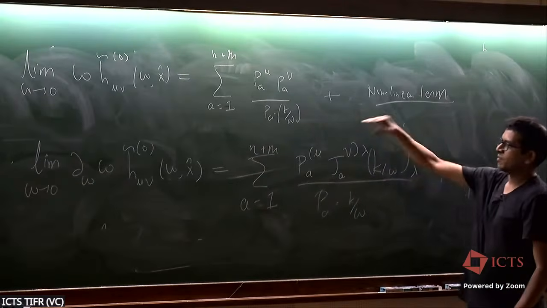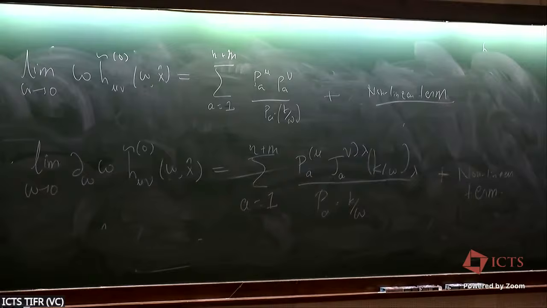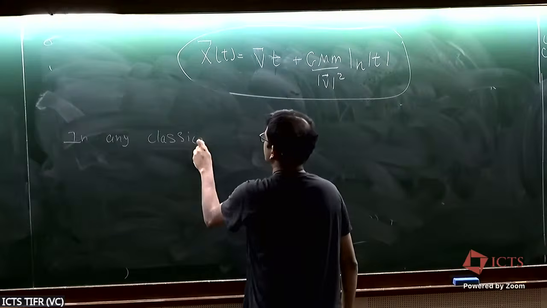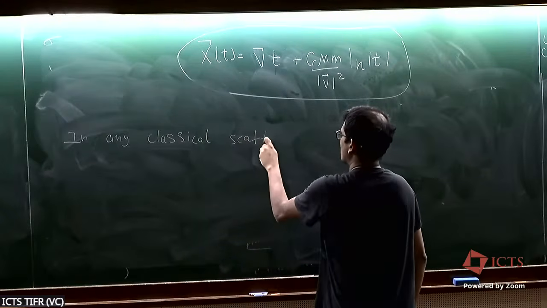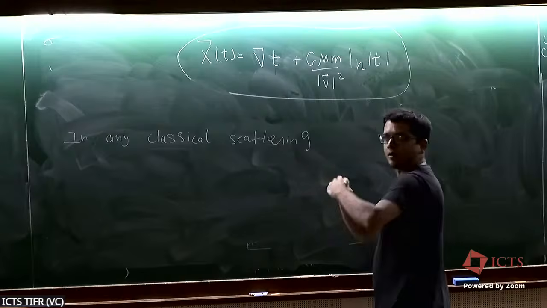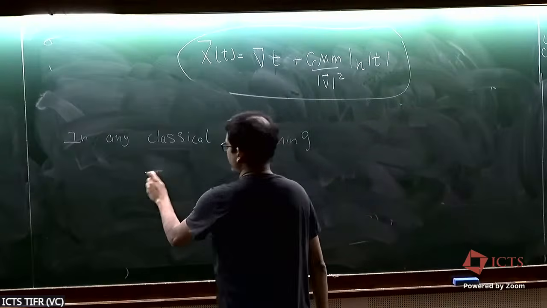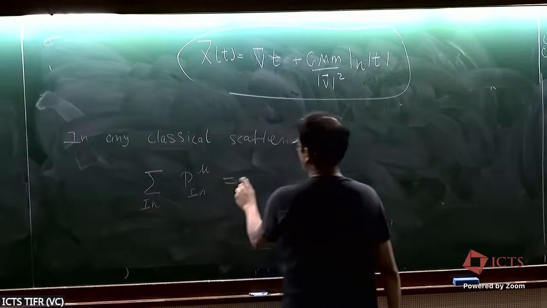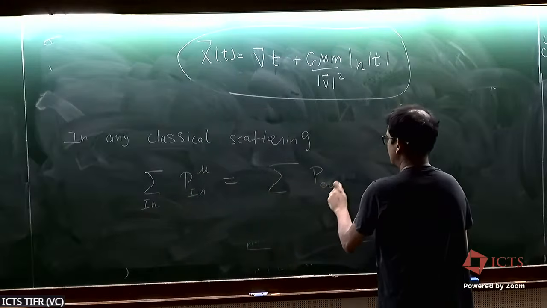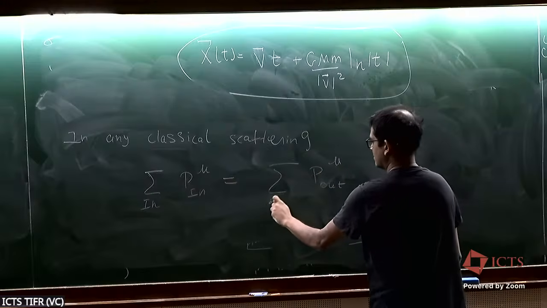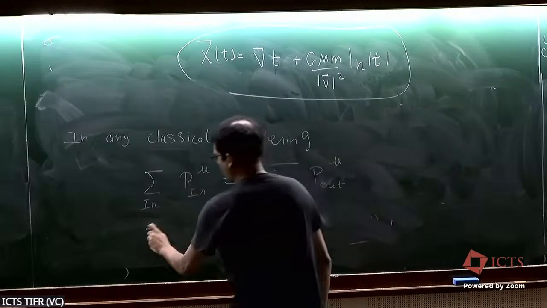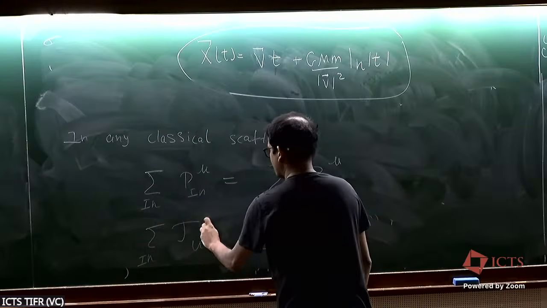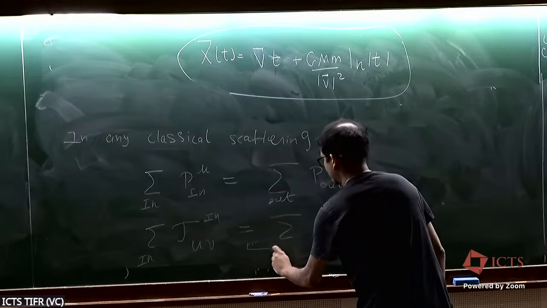that in any scattering, in any classical scattering, it can involve gravity, not involve gravity, whatever it can be, but we know that total incoming momentum is always equal to total outgoing momentum. And similarly, total ingoing angular momentum is equal to total outgoing angular.